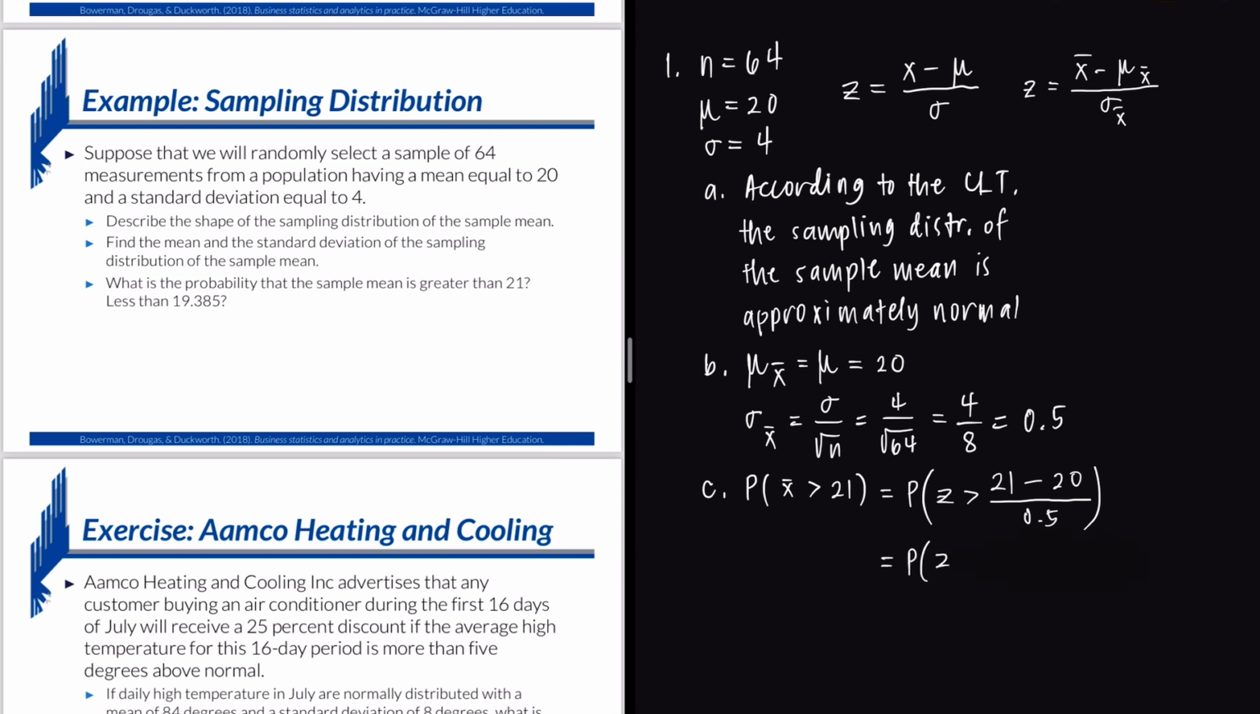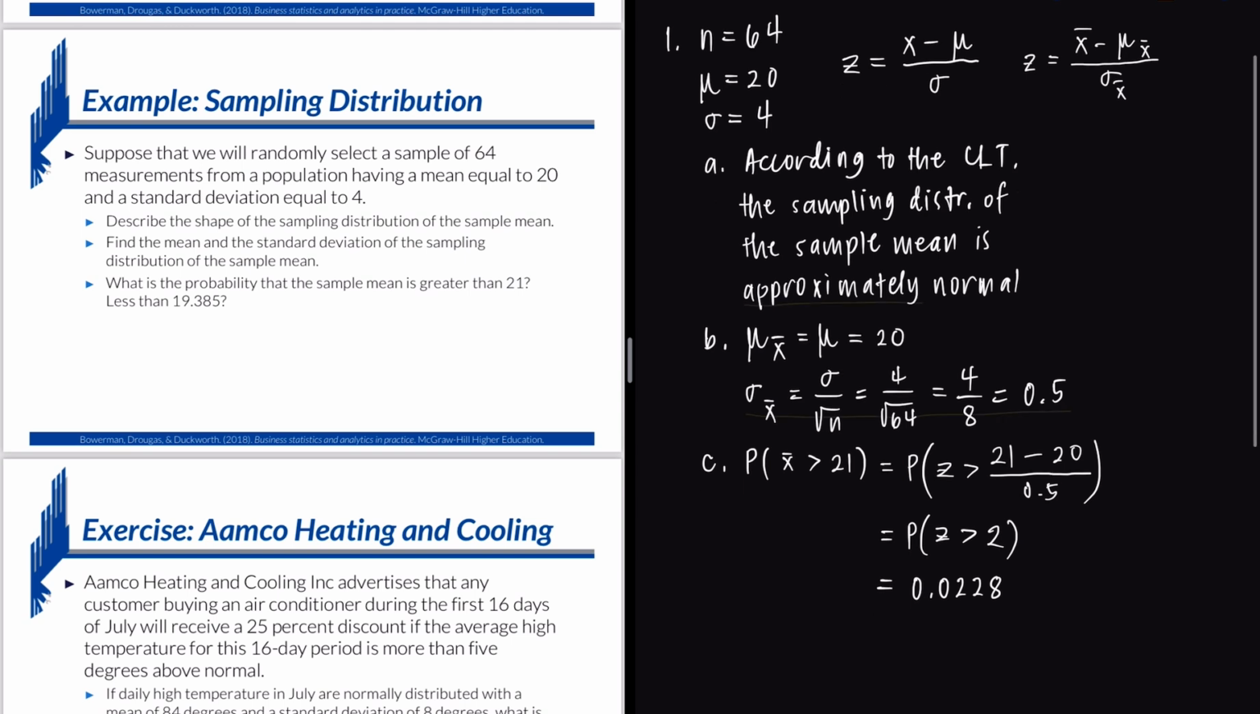And when we compute for this particular z-score, we will get a z-score of 2.00. And searching for this probability, either using the standard normal table or using the normal distribution function in calculators, we should get 2.28% or 0.0228. So that's the probability that x bar is greater than 21.